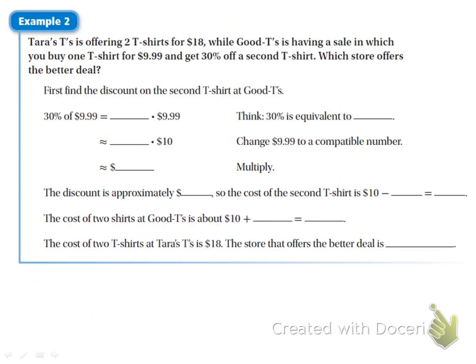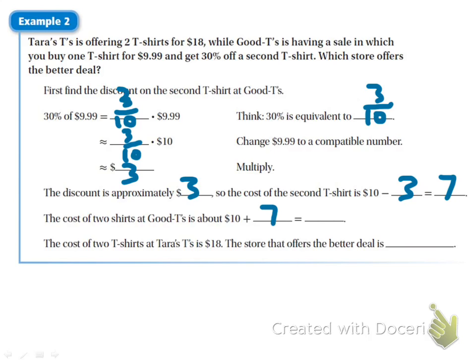Well, first, find the discount on the second t-shirt at Good Tees. So we're going to change our 30% to a fraction. So this is 3/10. So 3/10 times about 10 is $3. So the discount is approximately $3. So 10 minus 3 is approximately $7. So the cost of 2 t-shirts would be 10 plus 7, which is $17.